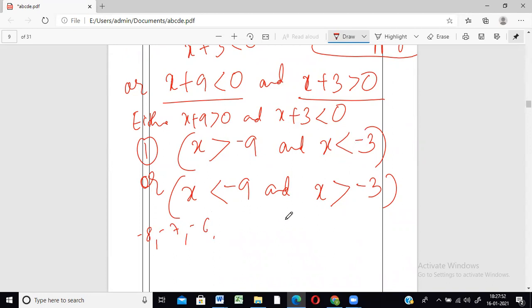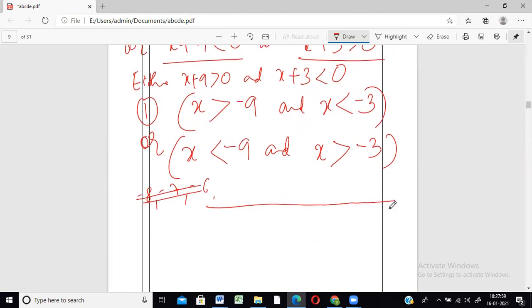Smaller than minus 3 means it can be, so if you're getting confused like this, you can always draw a number line and you can see. See, these are all negative numbers. So I'm drawing the number line only on this side of 0, okay?